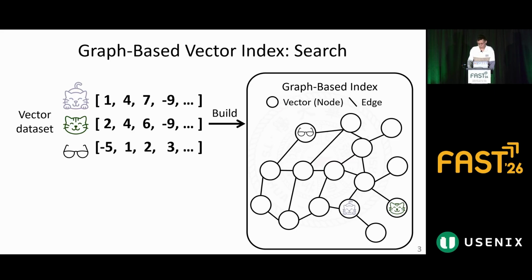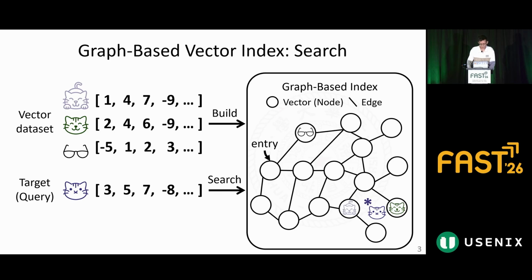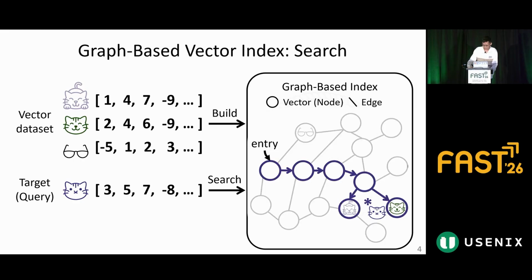Vector search requires a vector index, and we focus on graph-based indexes due to their search efficiency. In the graph-based index, each vector represents a node. Similar vectors are connected using edges. We denote the query or target vector using a star. Vector search starts from an entry node and finds the top k nearest vectors to the target vector in a best first manner, like this.